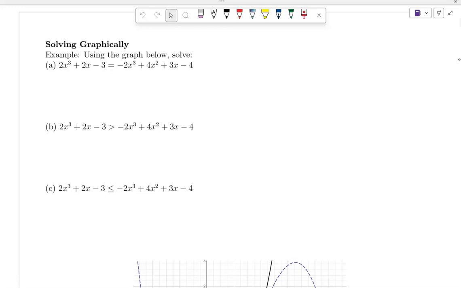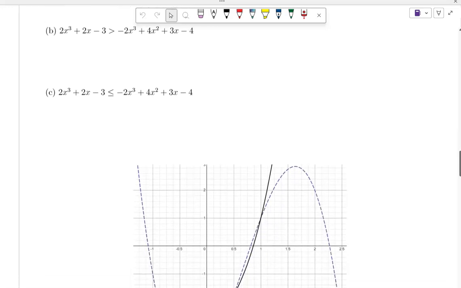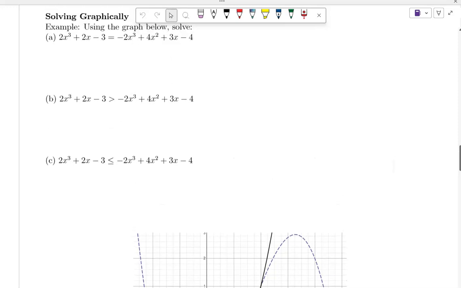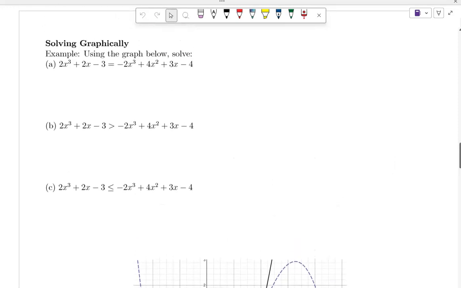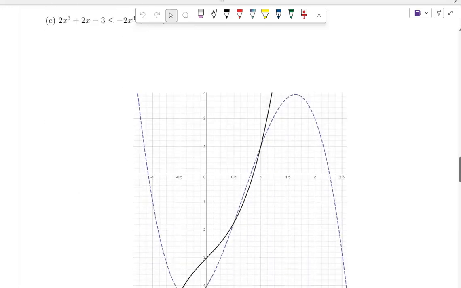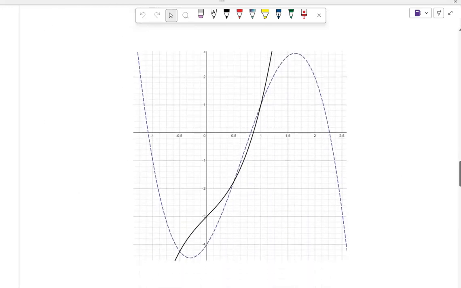All right, so let's look at this example here where it asks us to solve graphically. We've got two functions that are graphed for us. One is a graph with a solid line, one's a graph with a dashed line. We'll talk here in a second about how we know which one's which. That's not necessarily important for the first one. The first one's asking us to use the graph to figure out where the two functions are equal to each other. So if I look at the graph, what points do you think you might be looking at to figure out where the functions are equal to each other?